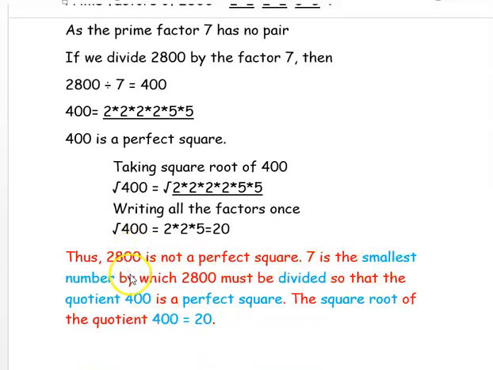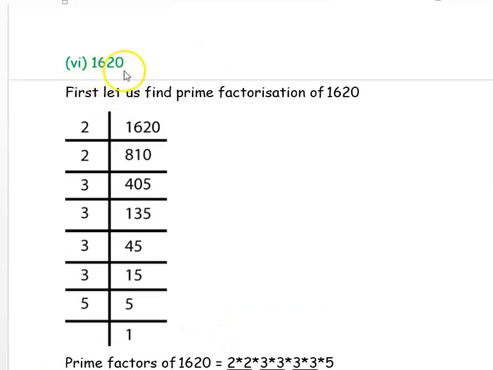Thus 2800 is not a perfect square number. 7 is the smallest number by which 2800 must be divided, so that the quotient is 400, which is a perfect square number, and the square root of the quotient 400 is 20. The next number given is 1620. So I am finding the prime factorization first.